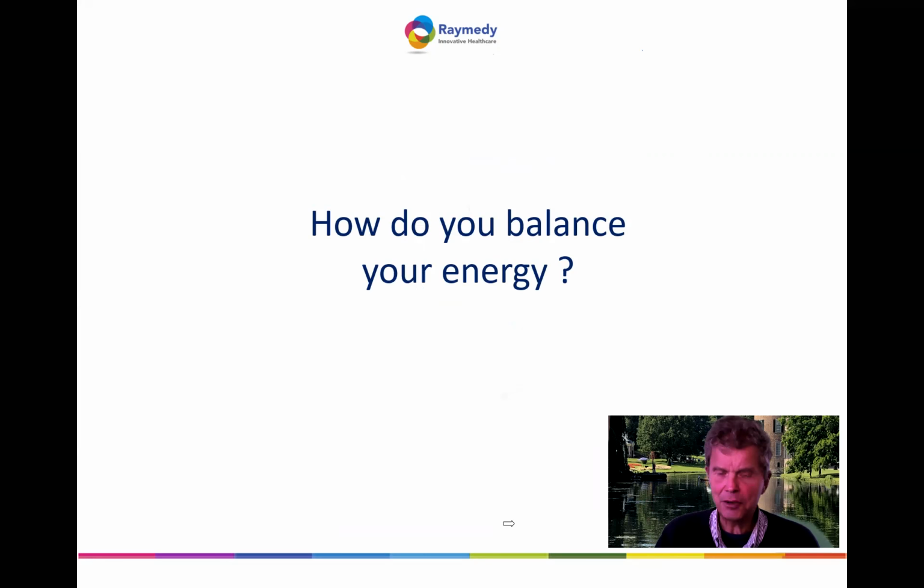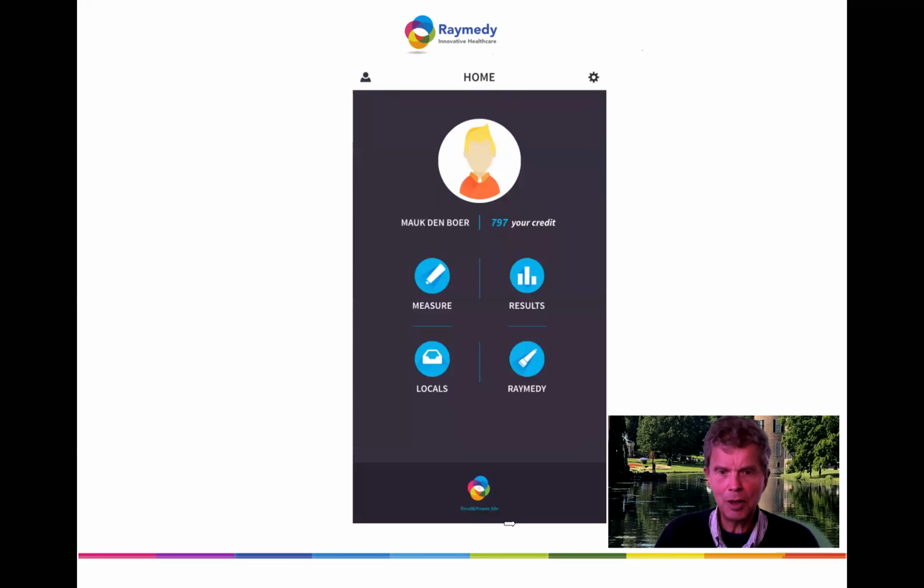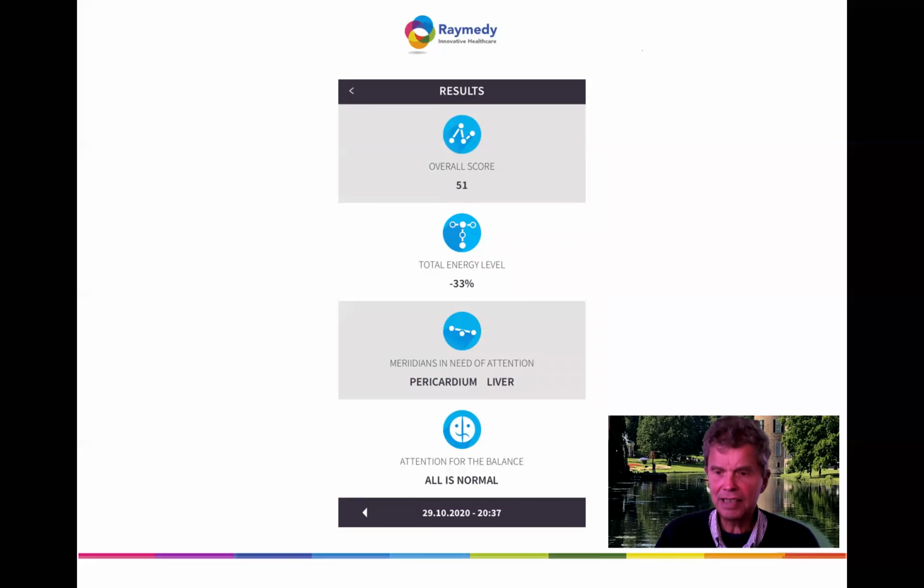But how do you balance your energy? You go to results. And then you get this screen after you've measured. And we've tried to make these complex pictures of your energy distribution and how your body is managing the energy as simple as possible. The overall score says something about how balanced your meridians are, all the 24.